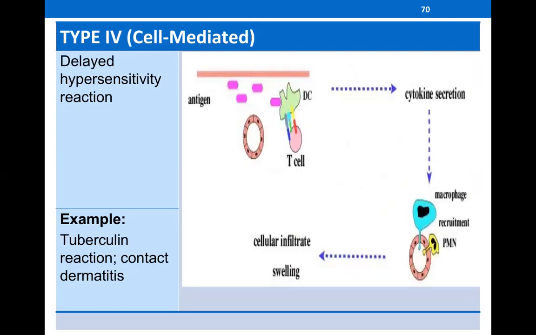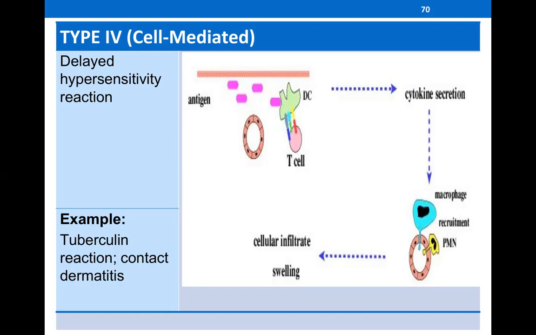And type 4 would be cell-mediated. In the cell-mediated hypersensitivity reaction, also known as your delayed hypersensitivity reaction. So as illustrated here, when there is an antigen, there is cytokine secretion. When this cytokine secretion, as you all know, cytokines can cause inflammation, there's cellular infiltration and swelling, thus producing a type 4 cell-mediated hypersensitivity reaction. Example of type 4 are your tuberculin reaction or tuberculin skin test and your contact dermatitis.